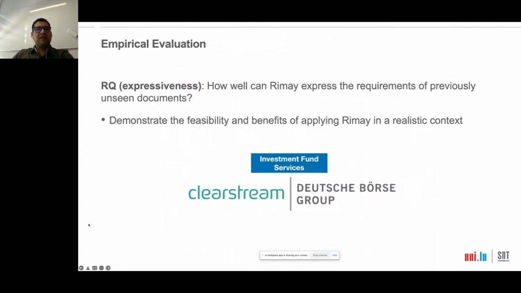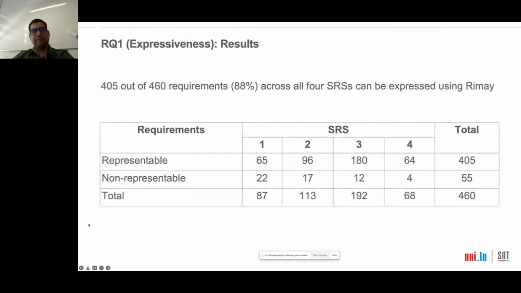For our empirical evaluation, one of the research questions was about determining how well our controlled natural language can capture requirements of previously unseen documents. To answer this research question, we conducted an industrial case study with our partner ClearStreet Luxembourg. We followed an iterative process consisting of 4 steps where the goal was to rephrase requirements that we had not seen before using our REMAY language.